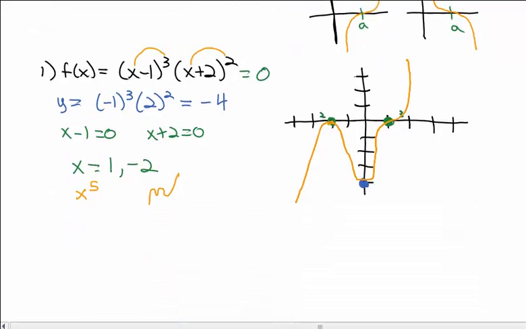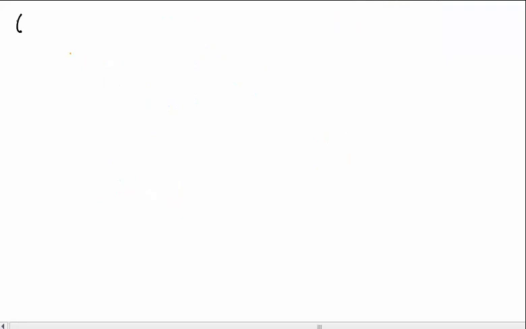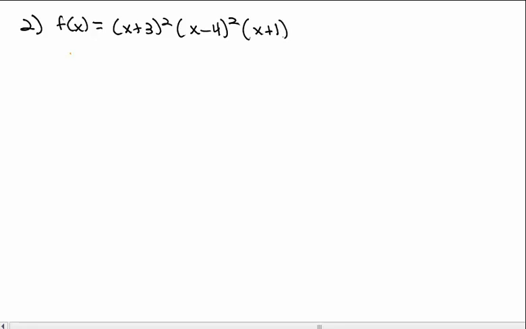Let's do one more example. Let's do, what number am I on? 2. So let's do f of x equals x plus 3 squared times x minus 4 squared times x plus 1 cubed times x minus 1.